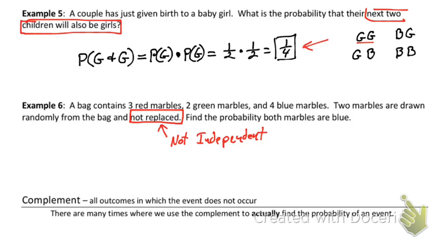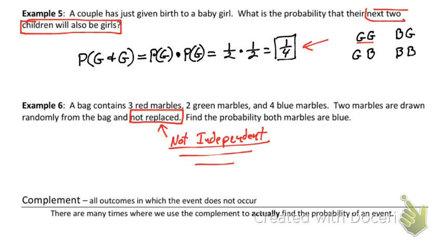This is not independent because I'm going to draw 1 marble and not replace it. That means my second marble is dependent on what I pulled on the first one. So let's say on my very first marble I pull out a red marble. For the second one, I only have 2 red marbles in that bag now. If that first one was a blue marble, I no longer have 4 marbles in the bag for the second one. So this is not independent. It's dependent, and the word I'm looking for is "not replaced." Not replaced almost always signifies that this is not going to be independent.